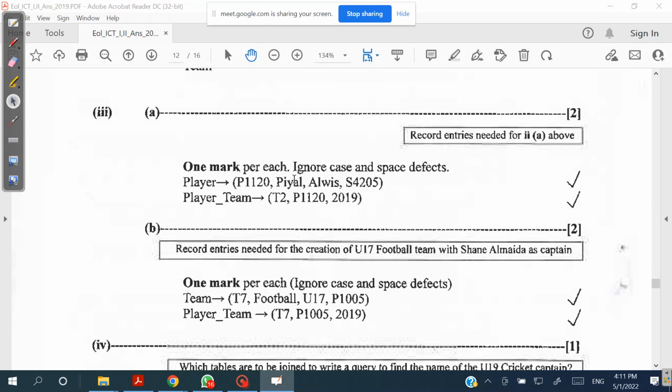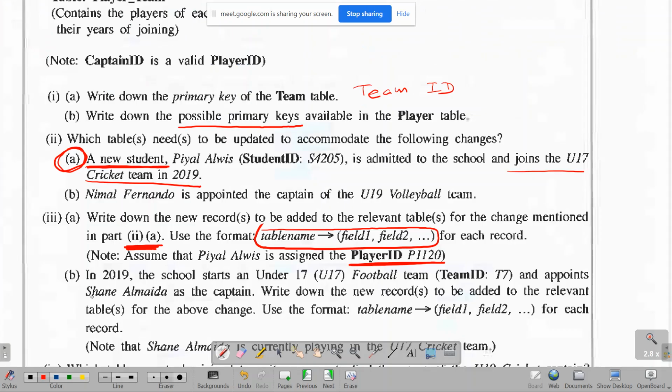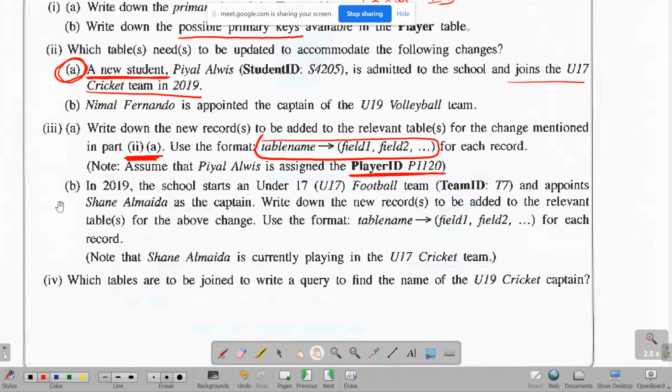And for the B, they have asked you a separate question, right? What they have said is like in 2019, the school starts an under 17 football team. It's a new one. Under 17 football team. That means the team table should be updated. That means inserted with the new record.